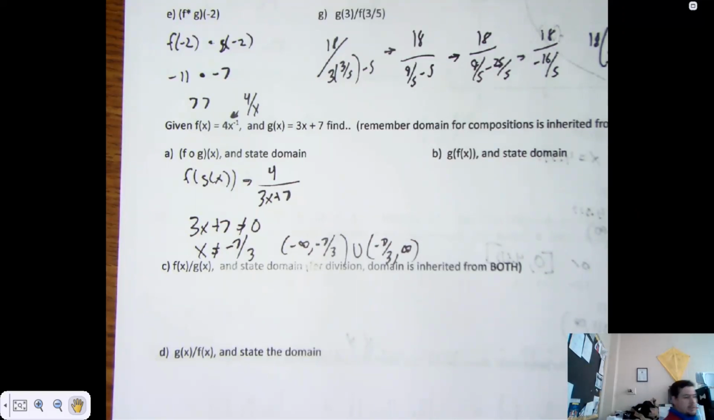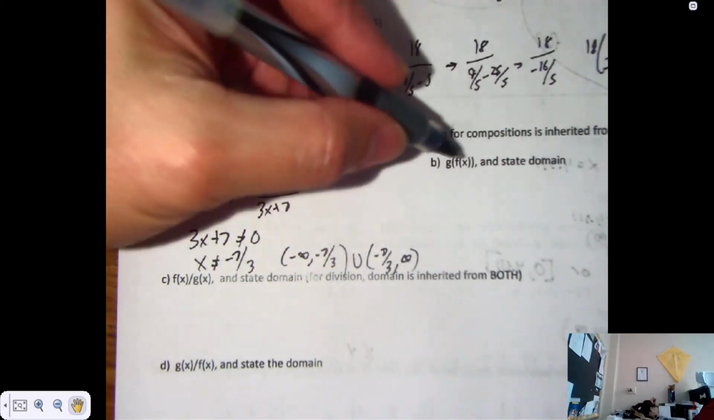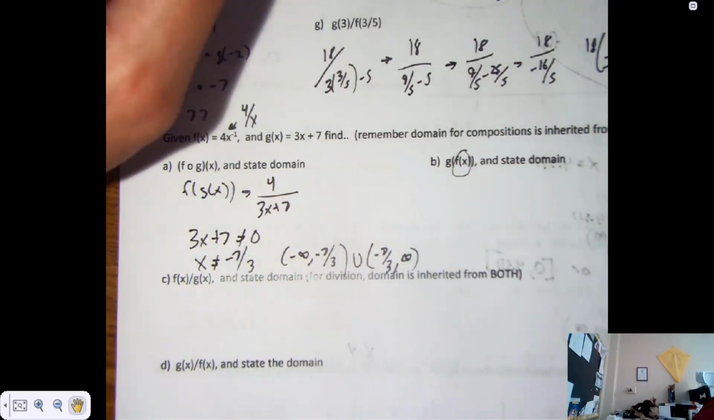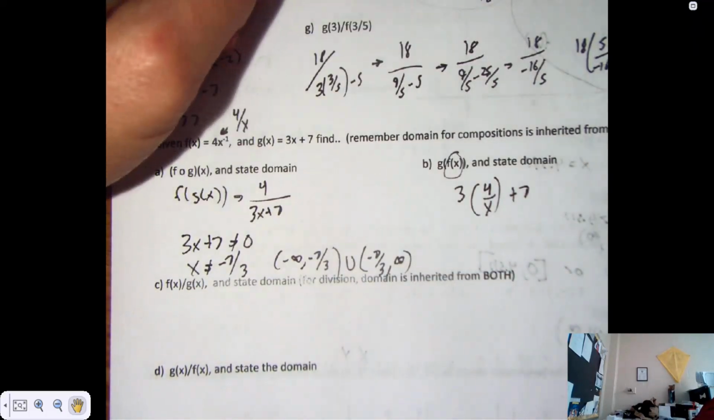All right, what's up with the next one? G made of F. So everywhere I see an x in G, what do I replace it with? This is actually way easier. 3 parentheses 4 over x, plus 7. What's 3 times 4? This is 12 over x plus 7.